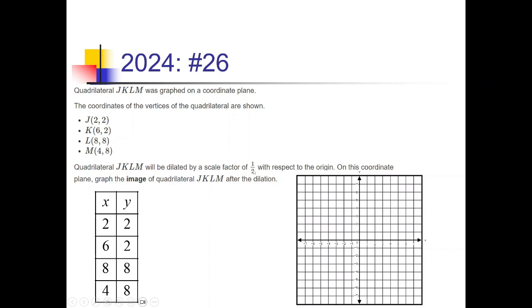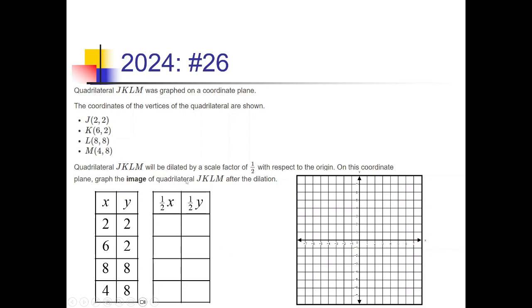So I'm going to do 1/2 times x and 1/2 times y. That's what a scale factor does, is you're multiplying whatever that factor is by the x and the y values. So let me do my x's first. We've got 1/2 of 2, which is 1, 1/2 of 6 is 3, 1/2 of 8 is 4, and 1/2 of 4 is 2. Now for the y values, 1/2 of 2 is still 1, that hasn't changed. Then we've got 8 goes to 4, and another 8 going to 4 again.